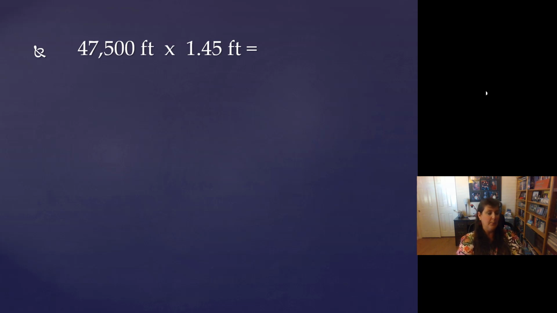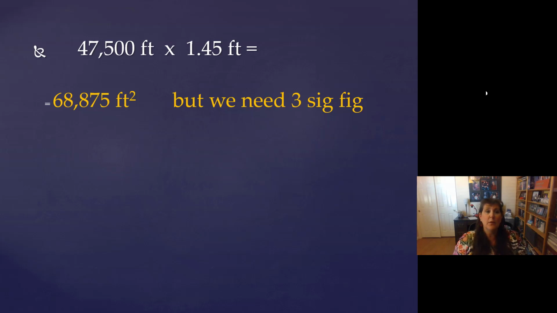47,500 times 1.45 equals, again, it's a big number, 68,875. 5 sig figs. Okay, but we have 1.45 feet in the problem. That only has 3 sig figs, so we have to round to 3 sig figs. So again, we got 68,875 feet squared, because feet times feet is feet squared. But we need 3 sig figs. Round that number to 3 sig figs. What do you get?